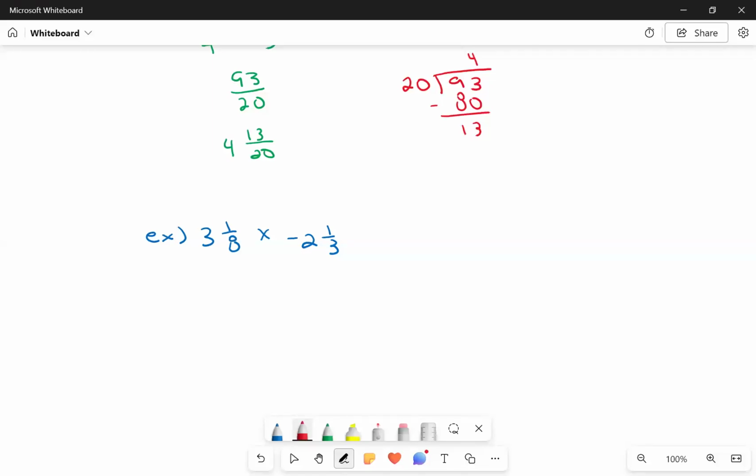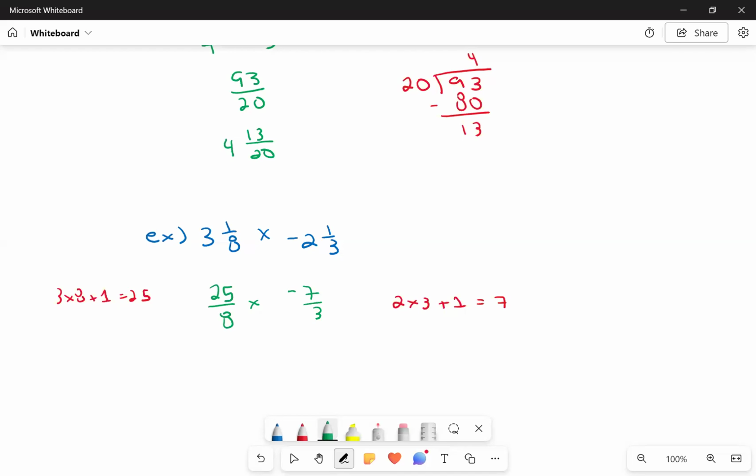So the first one, 3 times 8 plus 1, that's going to give me 25 over 8. The second one, 2 times 3 plus 1, that's going to give me 7 over 3. And then I bring that negative basically down. And in fact, since we have the rule with negatives, I'm going to go ahead and just put it up on the 7 for right now, just to make it easier.